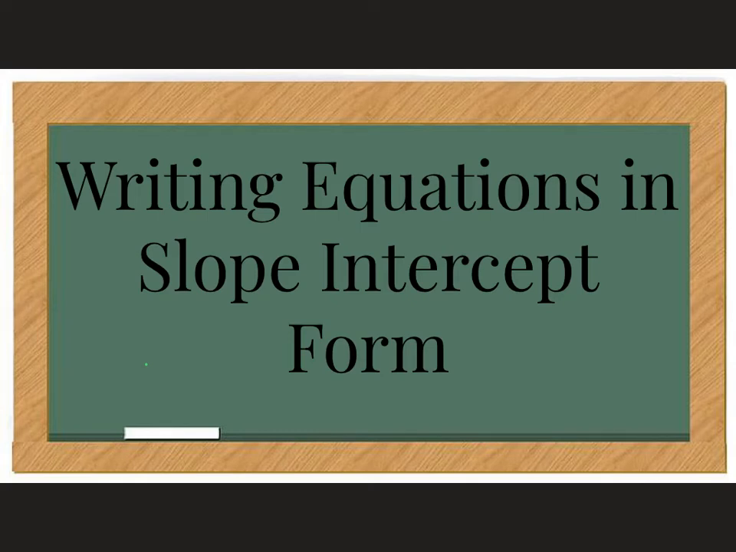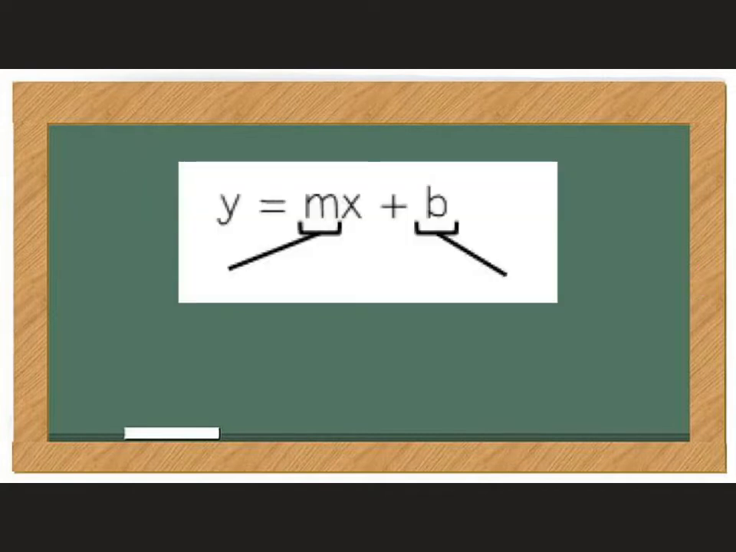All right, ladies and gentlemen, my friends, today we're going to be writing equations in slope-intercept form. Remember, slope-intercept form is y equals mx plus b, because there's a slope and there's an intercept. So when we start to write these, I guess I got a little ahead of myself. This is our slope over here, and this is our y-intercept.